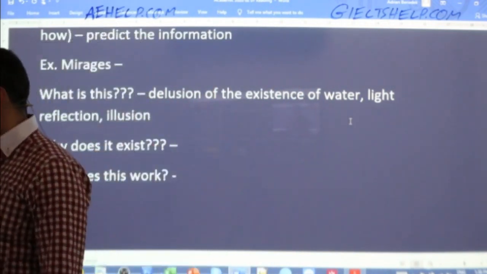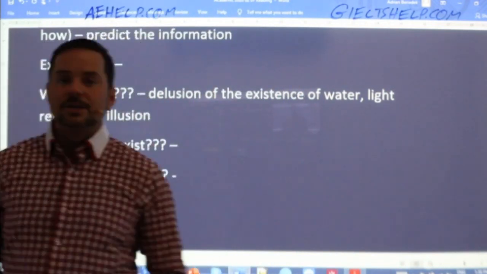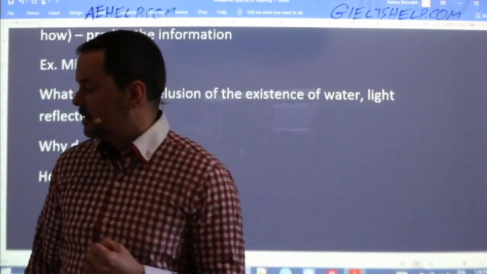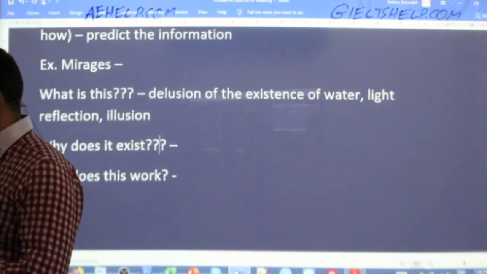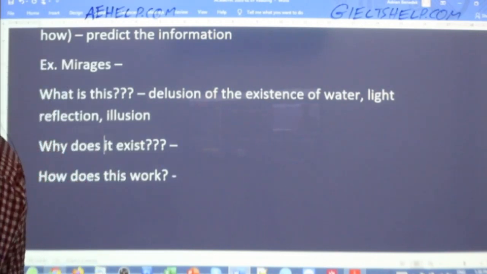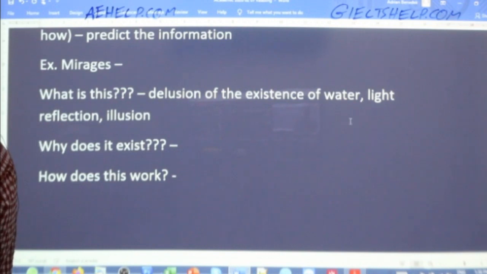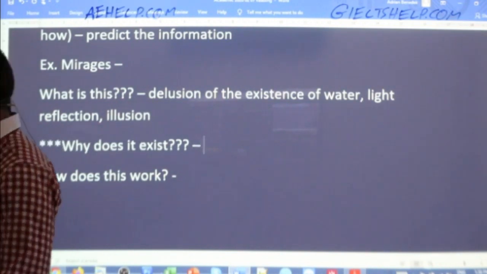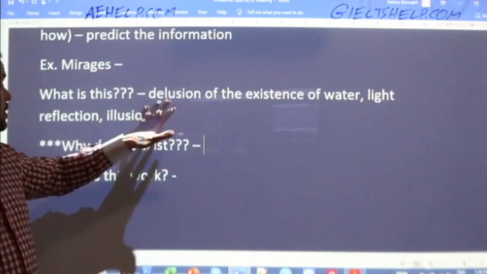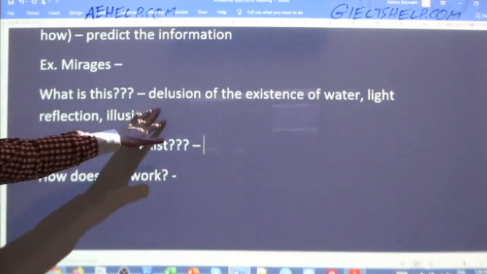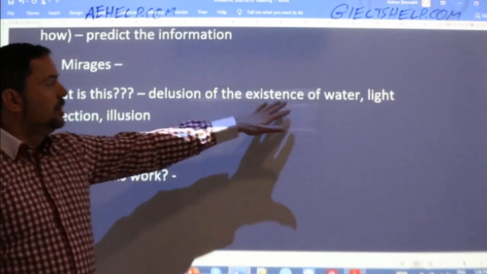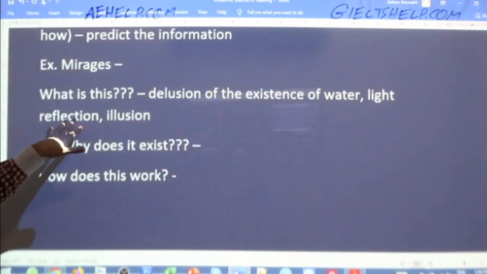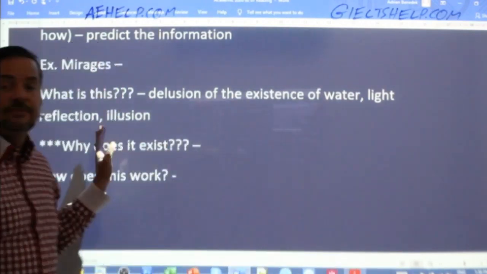Why does it exist? So don't just stop at the what. The what is a good start, but definitely one of the most important steps in the beginning when you're doing this quickly in the first 1 to 2 minutes is don't just stop with the what question, but move to the why question. So why do we have this delusion or illusion or hallucination of water in the distance? And I think, Charlie, you're kind of close to it with saying that it's light reflection.